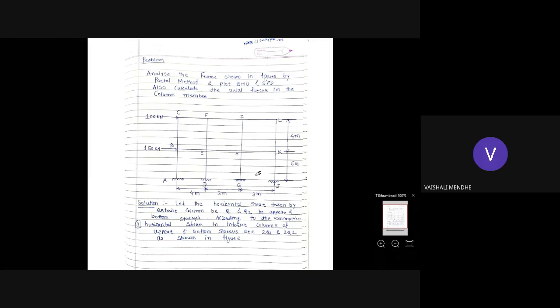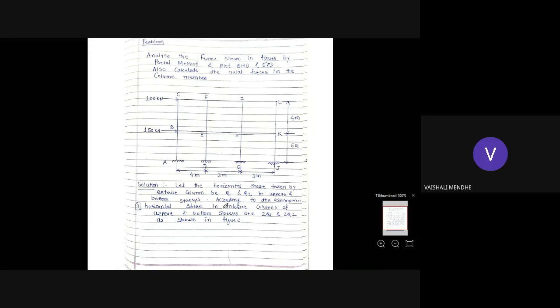So in this solution you can see, let the horizontal shear taken by the exterior column be Q1 and Q2 in the upper and bottom stories. We'll denote the horizontal shear with the help of Q1 and Q2 for the exterior column, according to assumption 3.